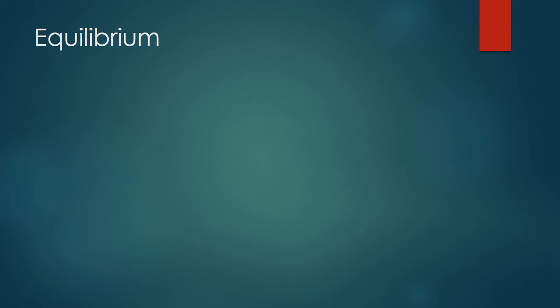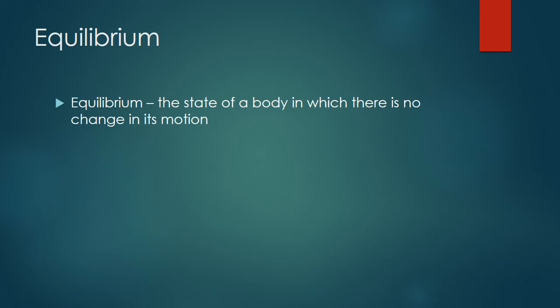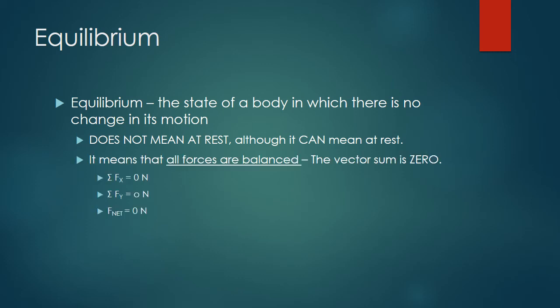So what is equilibrium? I think you may remember that from chemistry class, but in physics it's a bit different. Equilibrium is the state of a body in which there is no change in its motion. And it does not necessarily mean at rest. I mean, it can mean at rest. If you're just sitting there not moving, there's no change in your motion, but there's also no change in your motion if you're going at a constant velocity.